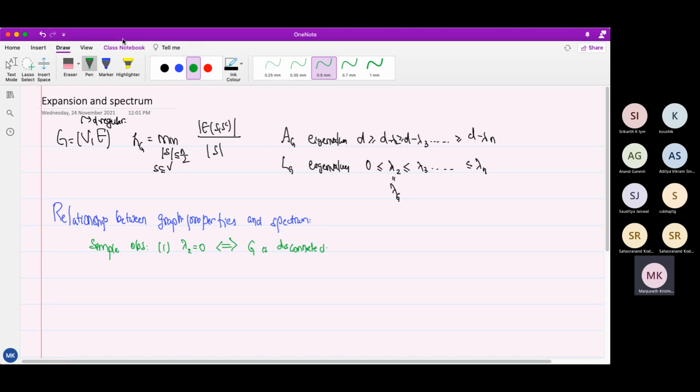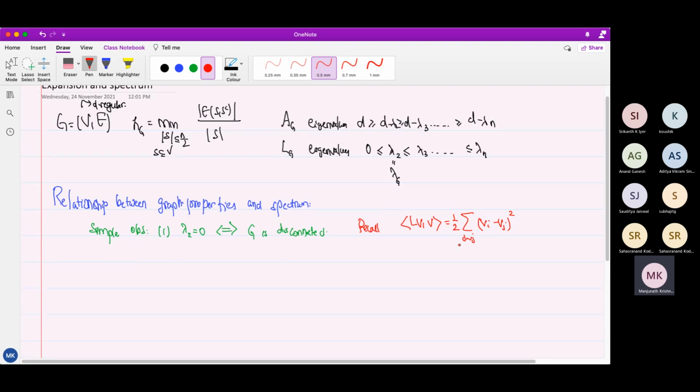Why is this? In fact, we will see more. Connectedness or disconnectedness of a graph is a graph property, and here we are saying something in terms of the spectrum. Why is this true? Very simple, because remember, LV inner product V for any vector is the sum of Vi minus Vj squared over i adjacent to j, probably with a half. Let's write half or no half, it doesn't matter.